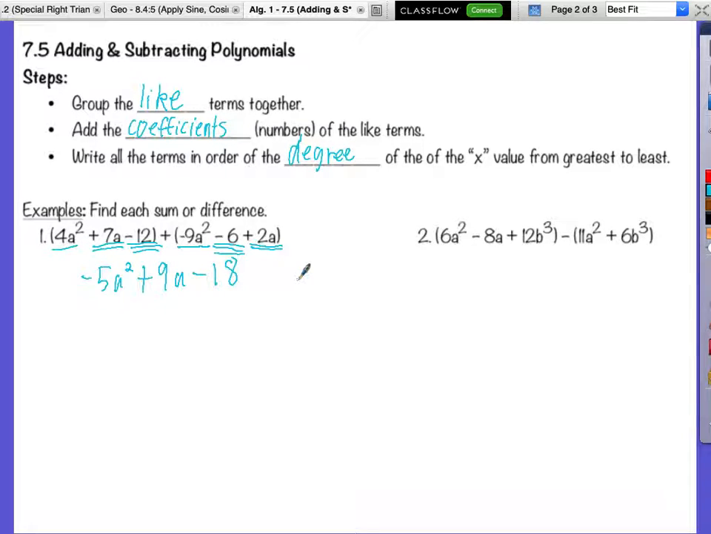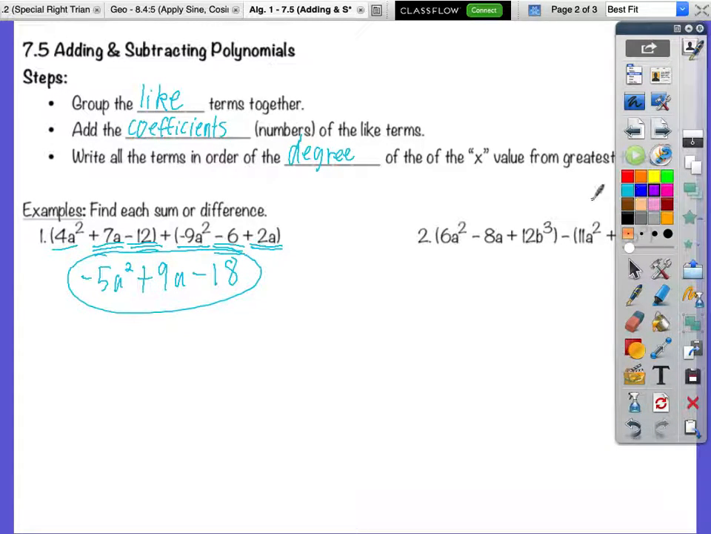Can we combine any more of these? Is it already in our standard form, our descending order? Yeah. We're done. Is that any new math? No, we're just applying it to something new. So the actual math isn't new, but some of the process is. We're applying it to polynomials now, even though the math itself is something we've done before.